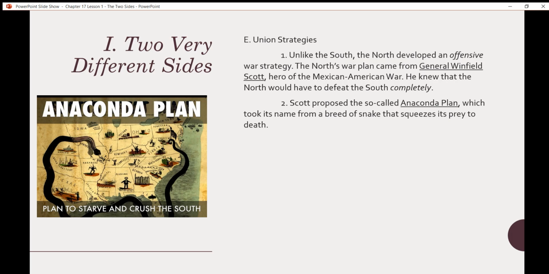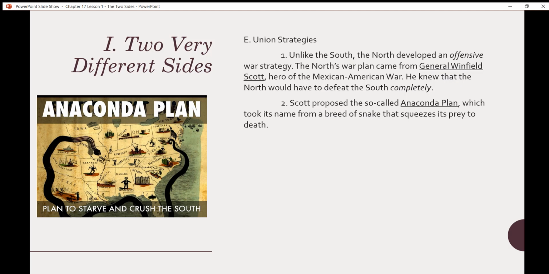So Scott proposed the so-called Anaconda Plan. The Anaconda Plan took its name from a breed of snake, the anaconda, which, if you don't know much about anacondas, they're very popular in the Congo. Fortunately for us, not too popular around here in South Florida.